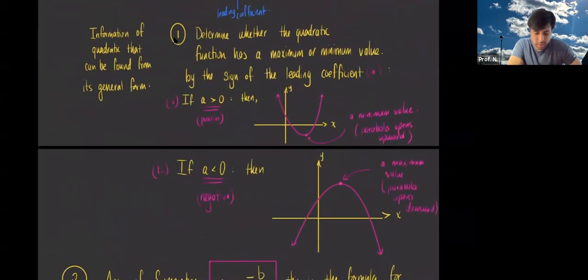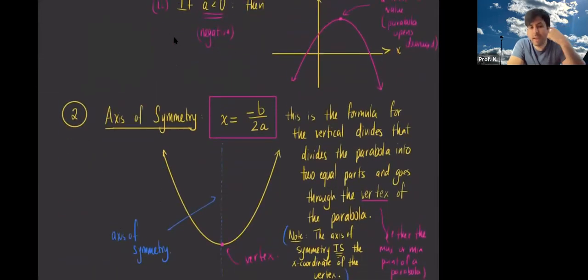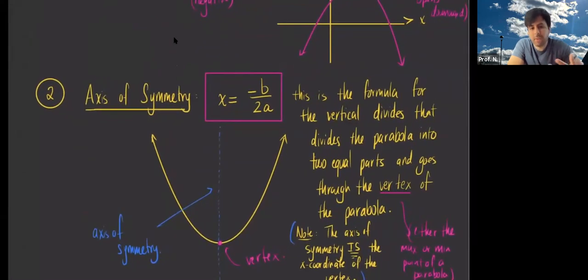So far, we're able to figure out whether the graph of the function opens upward or downward just based upon the sign of the leading coefficient. If it's positive, it opens up and has a minimum. If the sign of the leading coefficient is negative, it opens downward and you have a maximum. And then we discussed that we can find the axis of symmetry, which is a vertical line that divides the parabola in half and goes through the vertex and also represents the x-coordinate of the vertex.